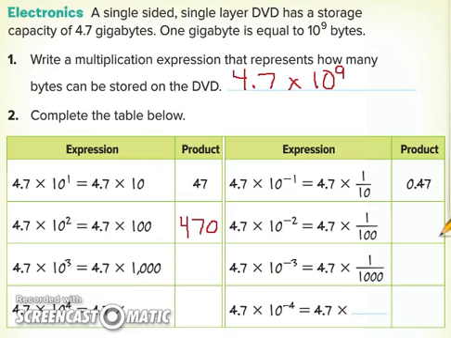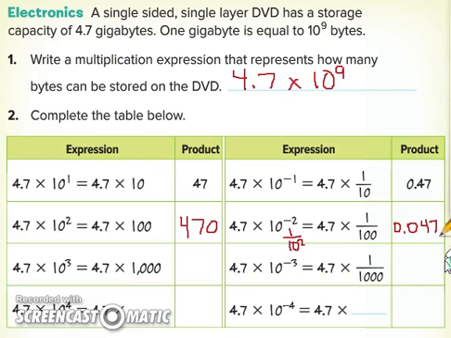4.7 times 10 to the negative second. So you can see I'm just, in this case, decreasing my exponents by 1. So now I'm at negative 2. Well, 10 to the negative second is really 1 over 10 to the positive second power. And 1 over 10 to the positive second would be 1 over 100. So 4.7 times 1/100th would give us 0.047. Now I have an even smaller number than what I had when I multiplied by 10 to the negative first power. And then we could keep going.